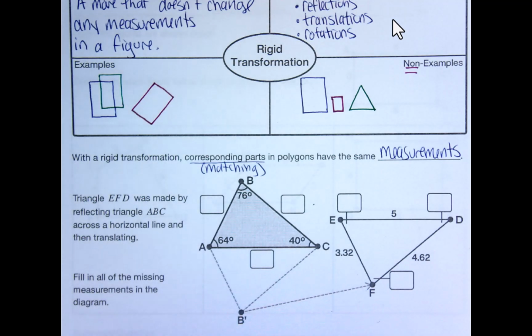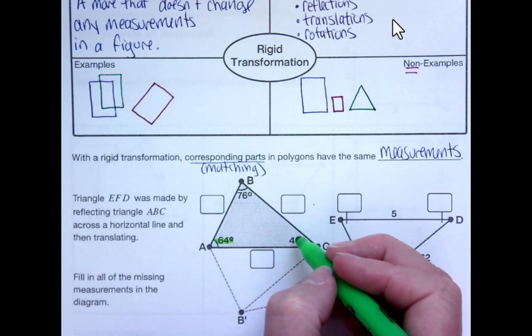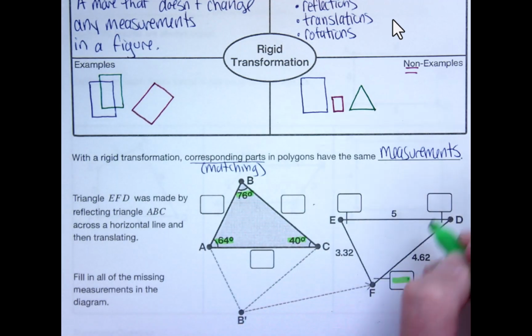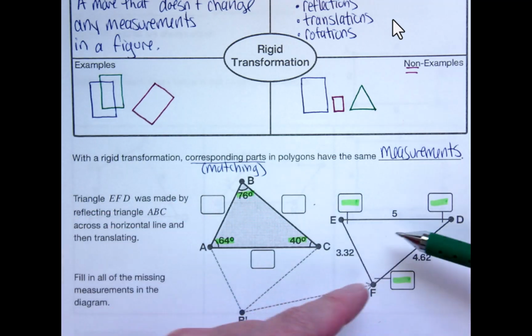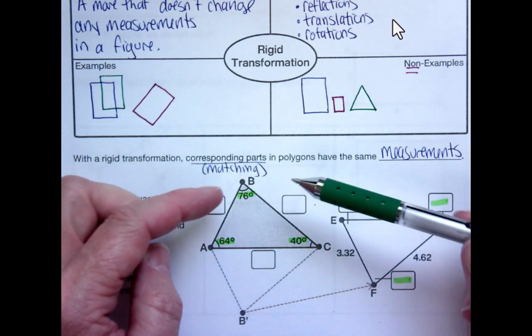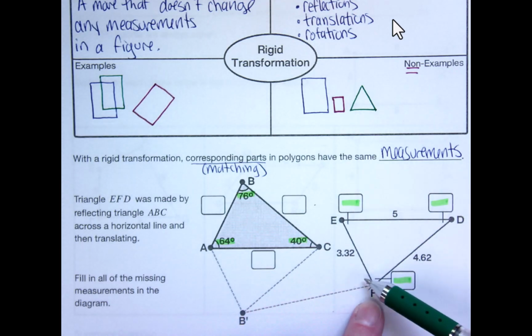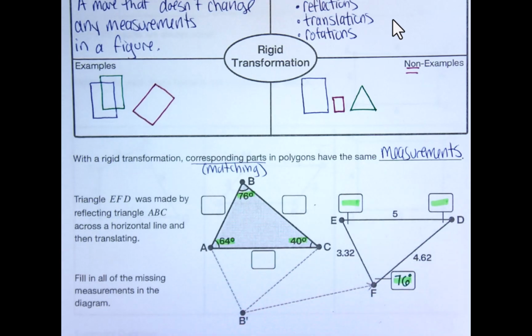Okay, so here's what I want to do. We're going to fill in all of the missing measurements in the diagram. And I want to start with the angles. Angle A is 64 degrees, angle C is 40 degrees, and angle B is 76 degrees. Now I should be able to use that to fill in these corresponding angles. So remember, we flipped this over and then slid it up. So when we flipped it over, I'm going to start with point B. When I flipped it over, it's now at the bottom. So angle F and angle B correspond to each other. So they're going to maintain the same measurement. That measurement doesn't change. This angle is going to be 76 degrees.